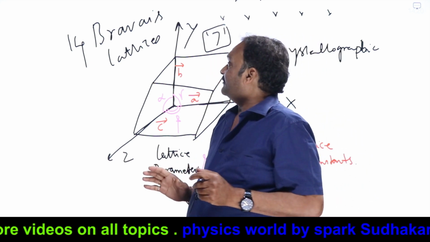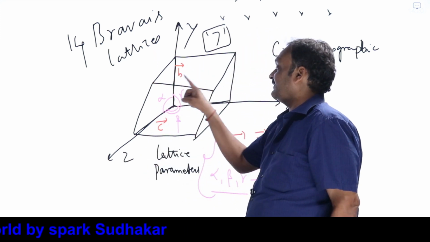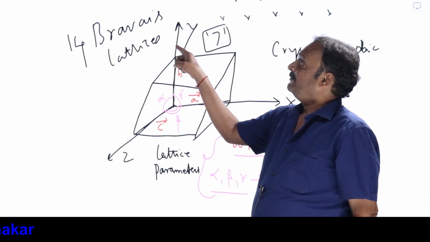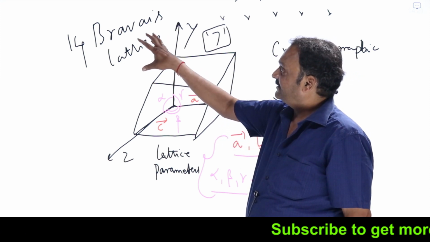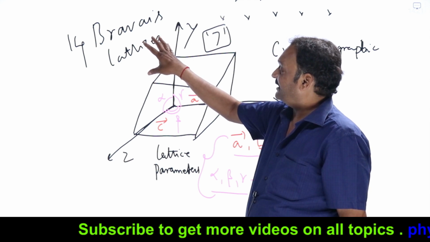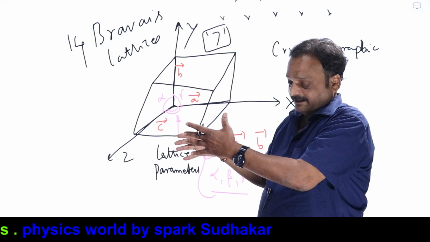Now, what are the 7 types of crystal systems, meaning 7 types of unit cells, and which type of Bravais lattices are possible in each type of unit cell? That is, how these 14 types of Bravais lattices fit into these 7 crystal systems. Now we'll see.